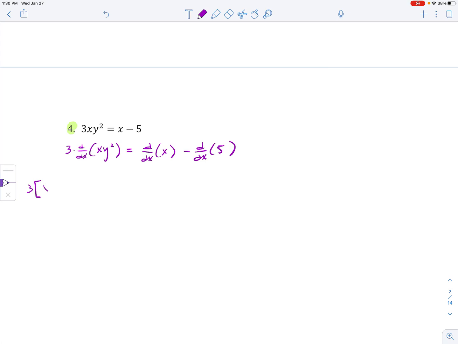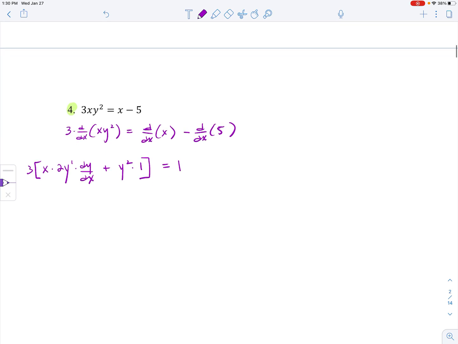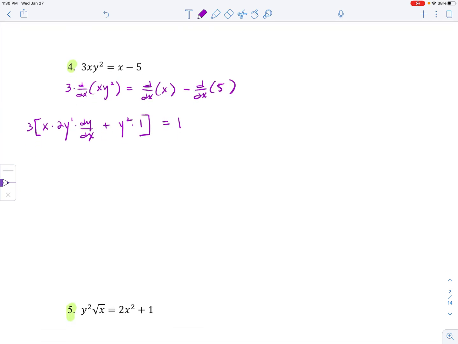Okay, on the left-hand side, the 3 is going to hang out, and then we have to use product rule in order to find the derivative of x times y squared. So that will be x times, thinking chain rule, 2y, which is now y to the first power, times dy over dx. Okay, plus the second factor times the derivative of the first, which would just be 1. Derivative of x with respect to x is 1, and derivative of 5 with respect to x would be 0.